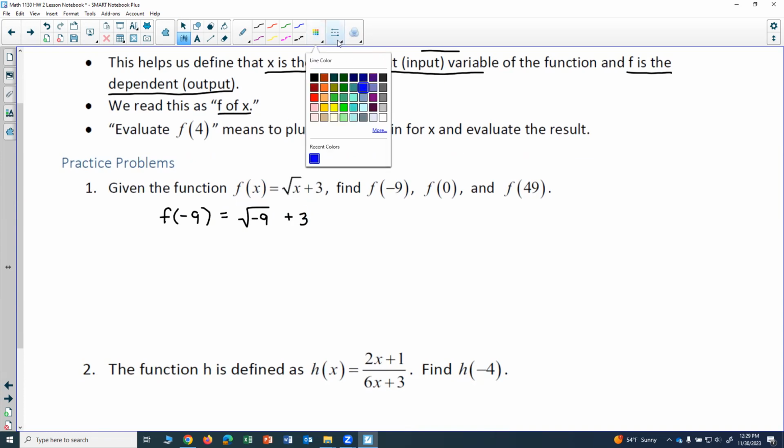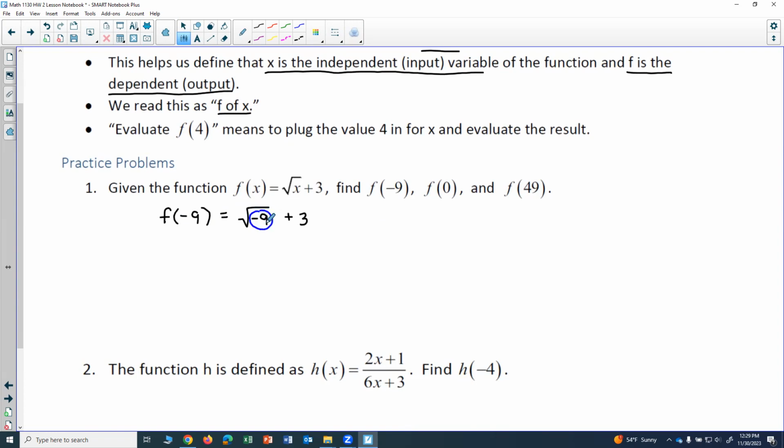Now I have a slight problem here because I have square root of a negative number, which I cannot do. So I would say that this is undefined, or I could say that there's no solution. Both of those would be valid answers, because we can't take the square root of a negative number. So that's a perfectly valid answer saying that the function is undefined at that point, or there's no solution at that point. Let's look at the next one, f parentheses 0.